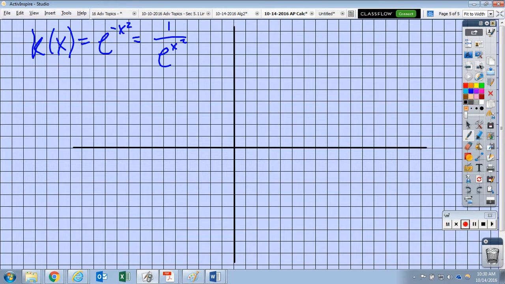We can just make up some values, right? There's nothing wrong with doing that. When x is 0, what do we have? 1 over 1, which is 1. Let's see, 1 over e. e is approximately 2 and change. Anyone have a calculator that has e? Help us out.